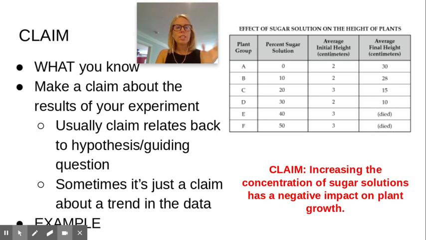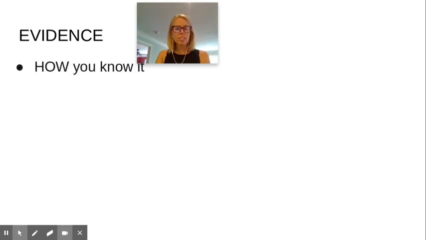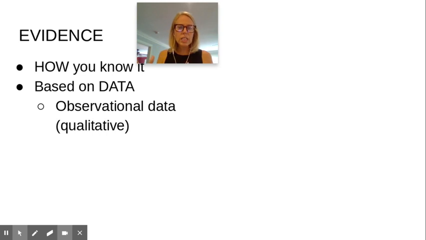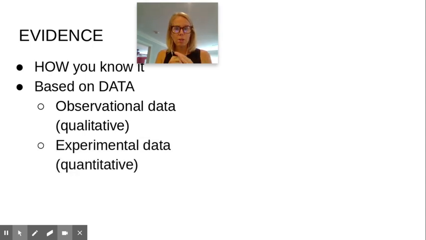All right, let's look at the evidence piece. Evidence is, how do you know what you just said back in the claim? You said you knew it. How do you know it? For us, the best evidence is based on data. There are two kinds of data. There's qualitative data, which is typically based off of an observation. That's okay, but it's not the best. We will always push, particularly in an experiment where we're collecting numerical data, for your evidence to be some numbers that come from your data. Quantitative data.